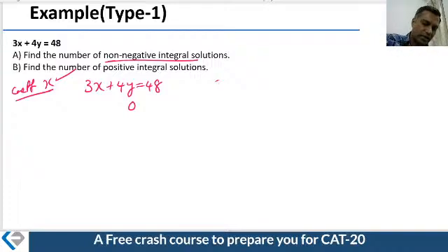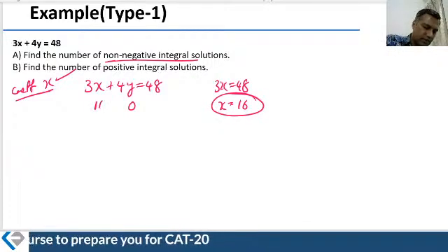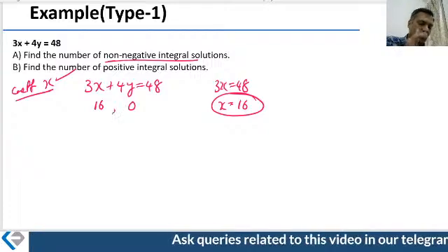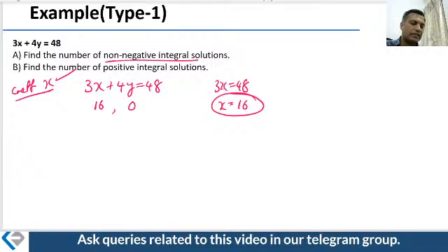If Y is 0, now it has become 3x is equal to 48. Therefore, X is equal to 16. So write it here, 16. What is this 16, friends? It's a corresponding pair. You are trying to say that 16 comma 0 is a solution set. Put X is equal to 16, put Y is equal to 0. You get a solution set.